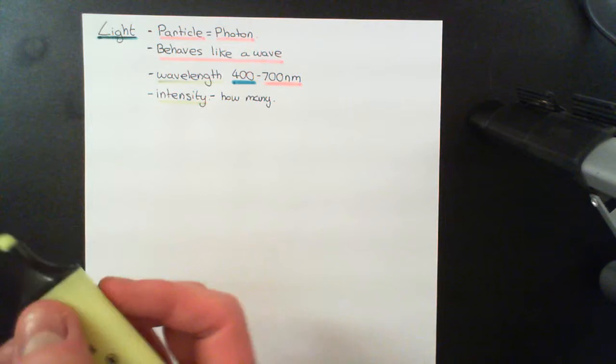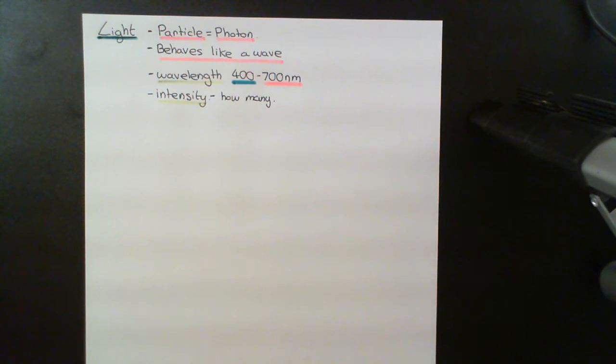Wavelength, which is this parameter of the particles, and it determines how the particles behave with these wave-like properties, and intensity, which is all about how many particles are arriving, the rate at which particles are arriving. Right, so there's the basic model of light. That's all we need to understand in order to go any further.